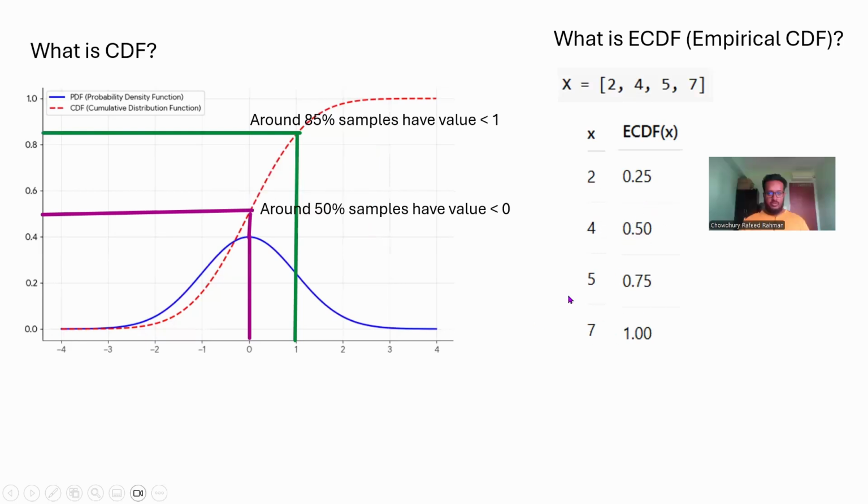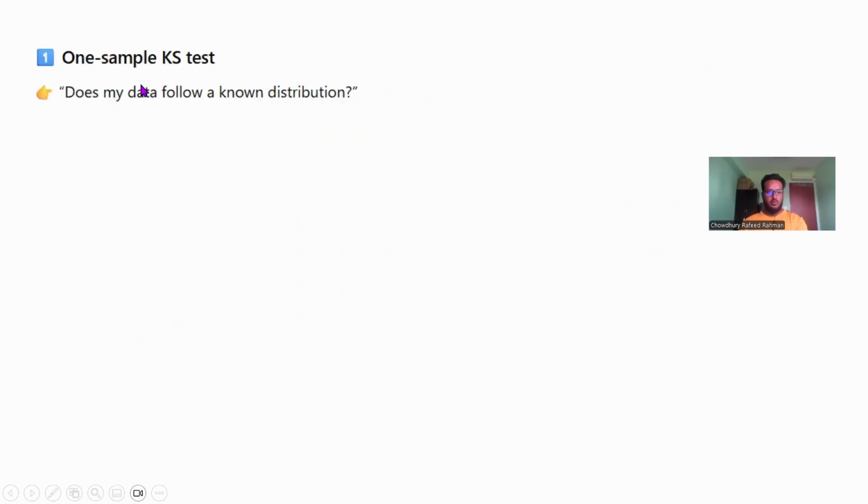Now that you know the ECDF, let's talk about the one sample KS test, and there is also a 2 sample KS test. So what is the one sample KS test? It means, does my data follow a known distribution? Okay, so you have some data, so maybe you have 100 samples.